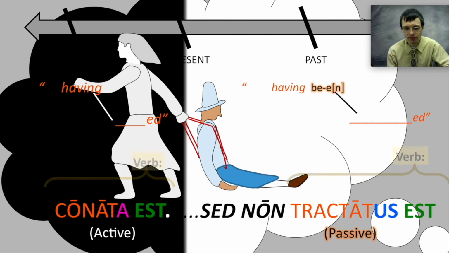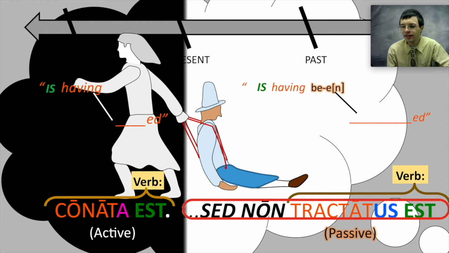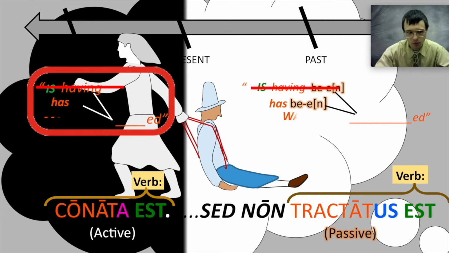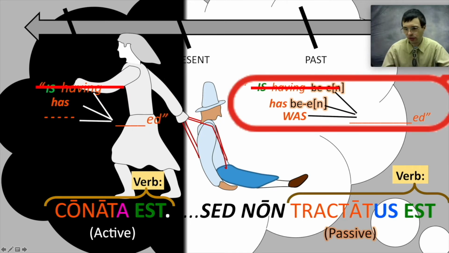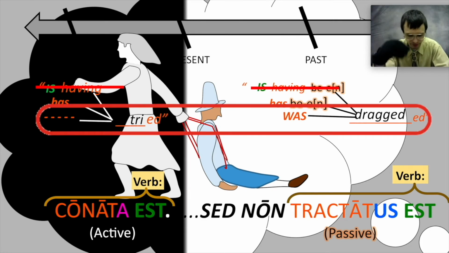I guess he was too heavy. Conata est, period, sed non tractatus est. So that means is having tried or has tried, or better yet is just tried. And these correspond to has been dragged and was dragged. And there's your meaning. The bottom ones are the best translations.